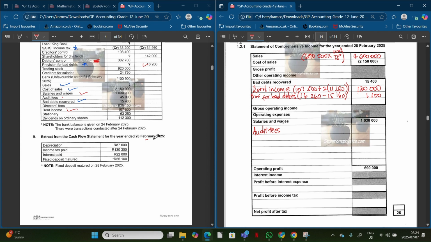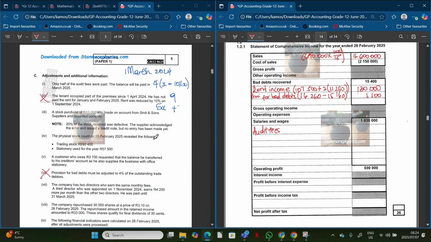So since it is an expense, let's look at whether it has an adjustment or not. They say that only half of the audit fees were paid. The balance will be paid in March 2025. So meaning that the balance that's left will be paid in the coming month, all right?